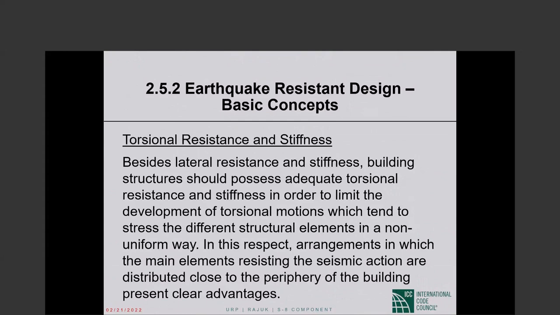The next item, torsional resistance and stiffness. Besides lateral resistance and stiffness, building structures should possess adequate torsional resistance and stiffness in order to limit the development of torsional motions, which tend to stress the different structural elements in a non-uniform way. In this respect, arrangements in which the main elements resisting the seismic action are distributed close to the periphery of the building present clear advantages. Okay, all of that is true. From a torsional point of view, you are much better off if the resisting elements are along the periphery. That again is not always possible, but that definitely is desirable. But then, these kinds of statements are not enforceable. There are no provisions here. Okay, this is advice.